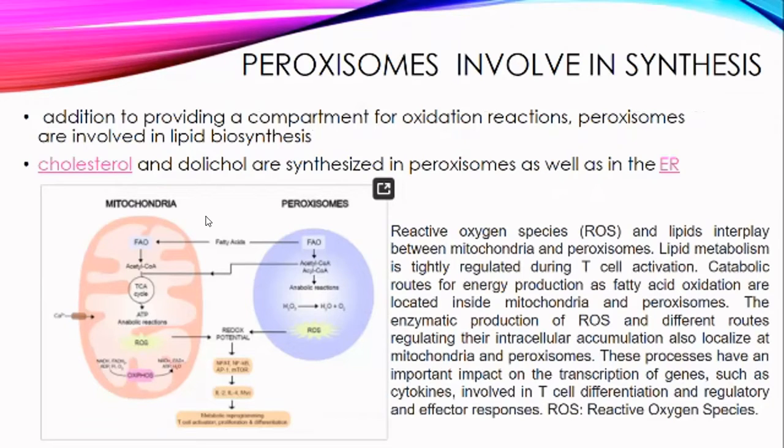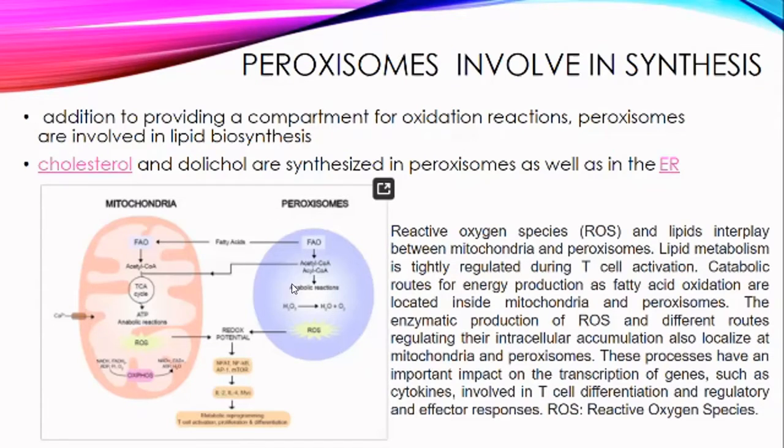Now, in the diagram, we have the mitochondria and the peroxisome. The fatty acid produced by the peroxisome will be accepted by the mitochondria. Then in the mitochondria, this fatty acid will be used in the TCA cycle or the Krebs cycle to produce energy. Now, it produces ROS, or reactive oxygen species. So oxygen will be produced. Then this will be used in the redox potential reaction.